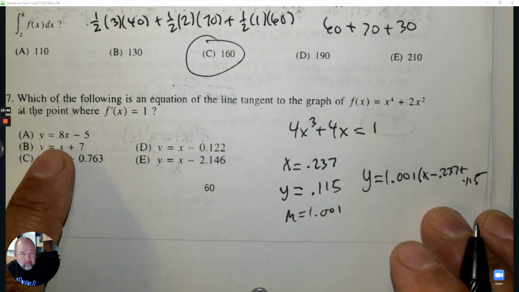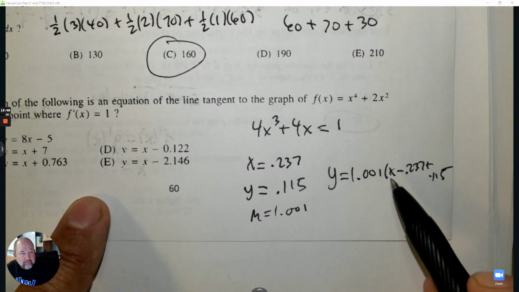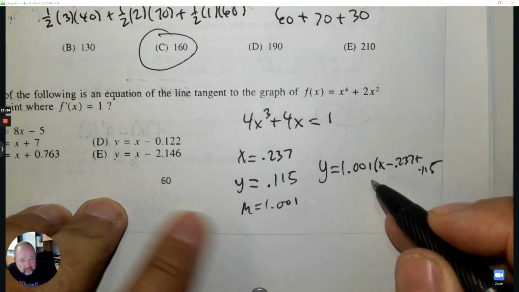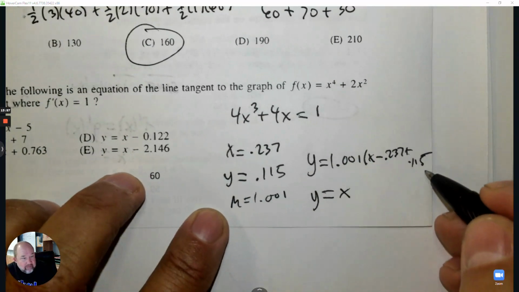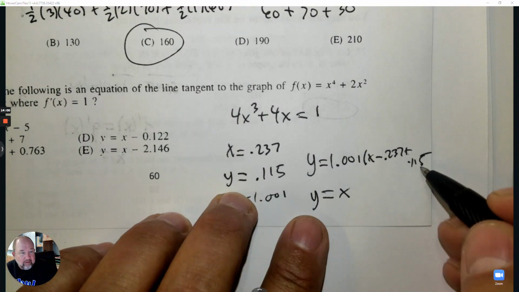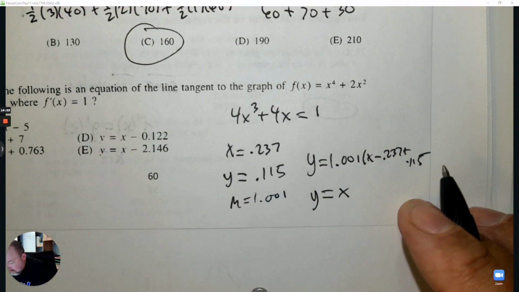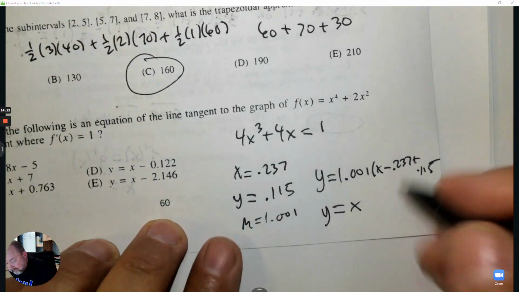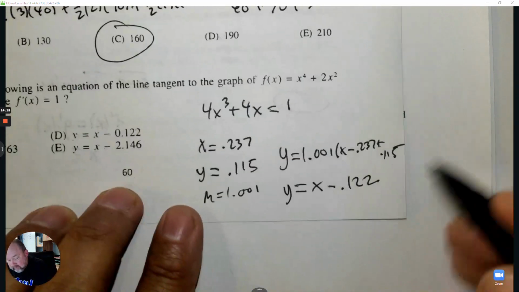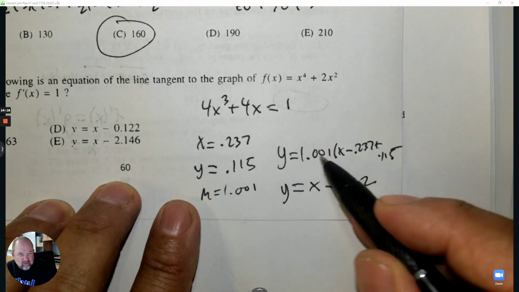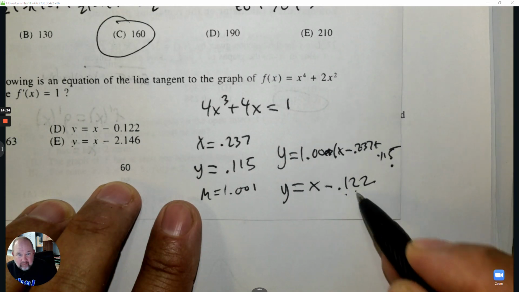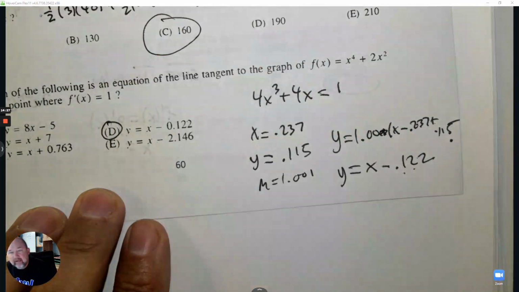So I see the slope is about 1. So what would happen if I distribute that? So think of that answer as just 1. I would get 1x, and then what would happen if I went and distributed and combined like terms? So you'd have negative 0.237 plus 0.115, and you get negative 0.122. So when you distribute, you get 1x, I'm just using 1 instead of this, and then distribute and add it to 0.115, and you would get this, and now I have an answer that matches. So that answer is D.